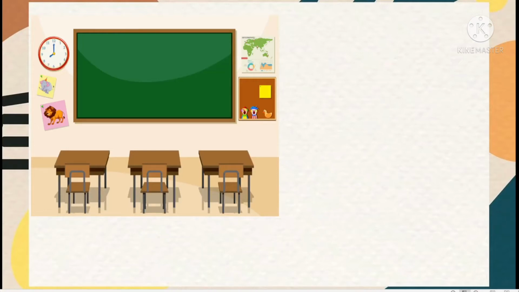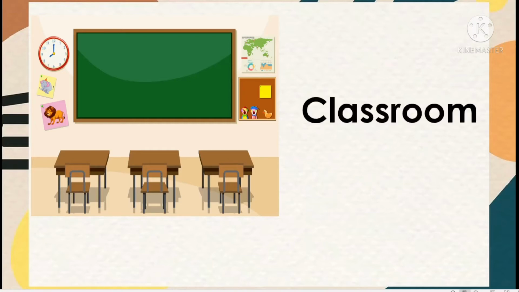What room is this? What do you see in the room? I can see a clock. I can see a blackboard. I can see a table and a chair. Can you guess? You're right. This is the classroom. Now, how do you spell classroom? That is C-L-A-S-S-R-O-O-M. Classroom. Very good.